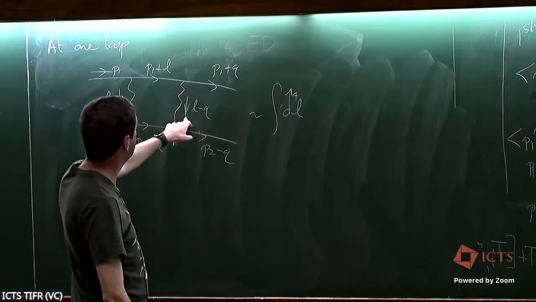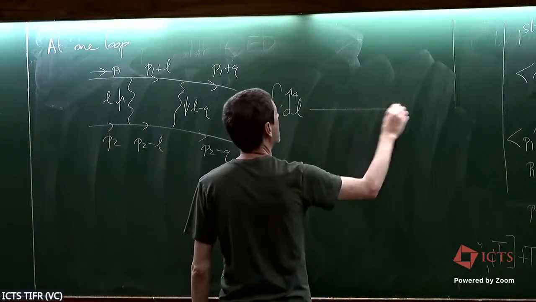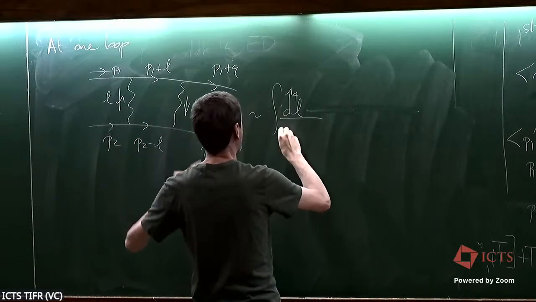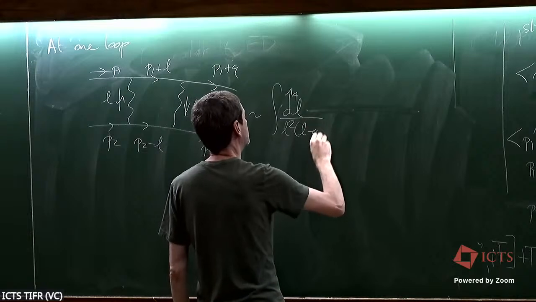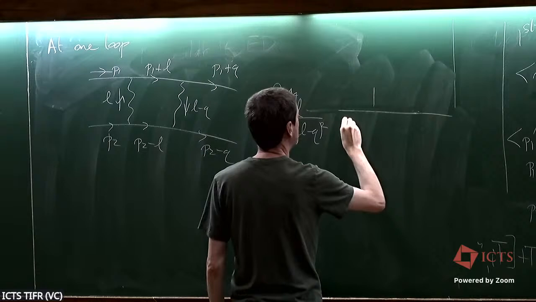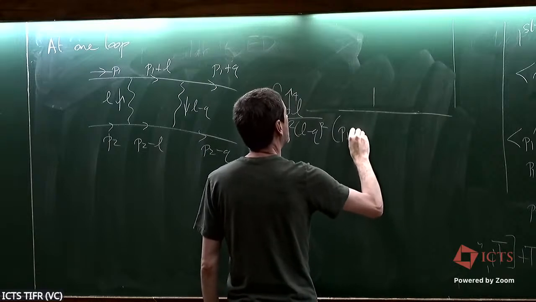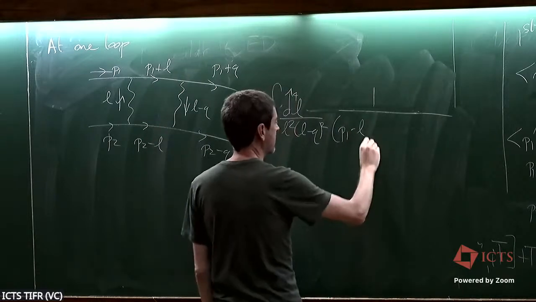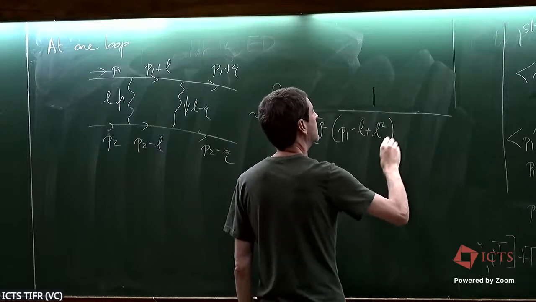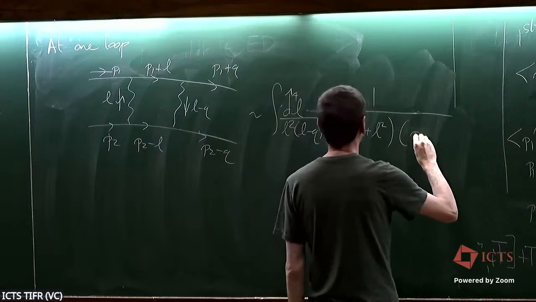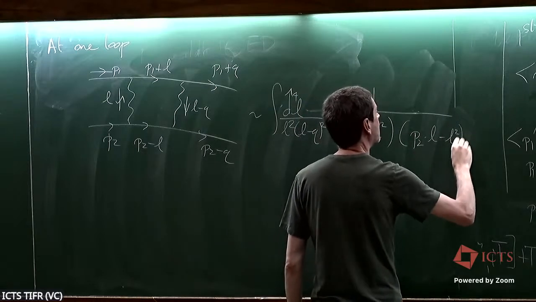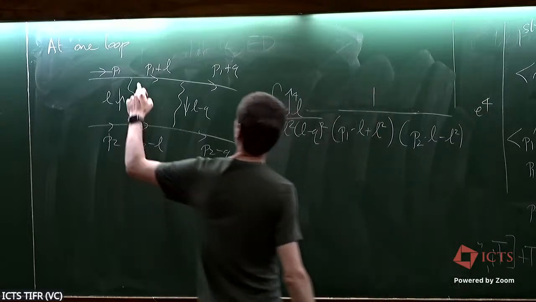The various propagators that appear: there are two propagators for, let's call them, photons. There are propagators for the massive particles, and they're P1 plus L squared minus M squared, but P1 squared is M squared, so I can cancel the M squared. So for this one, P2 dot L minus L squared. And then four powers of e, one for each vertex.